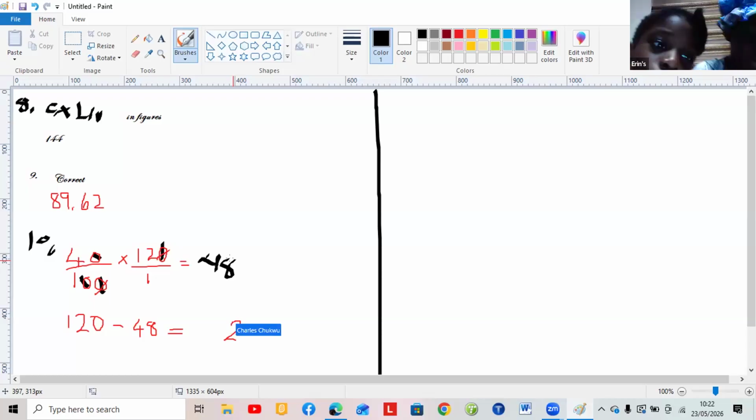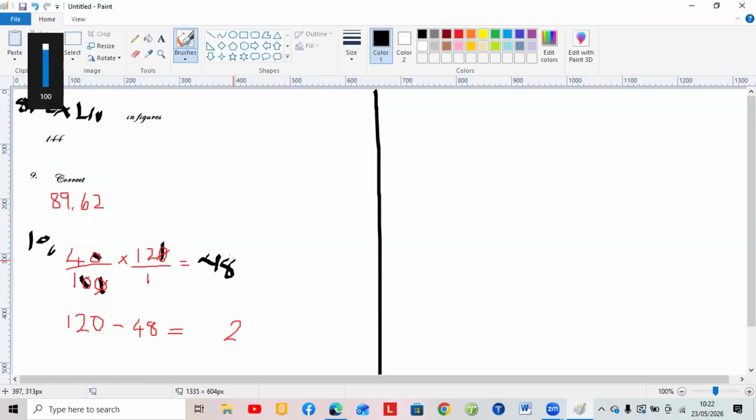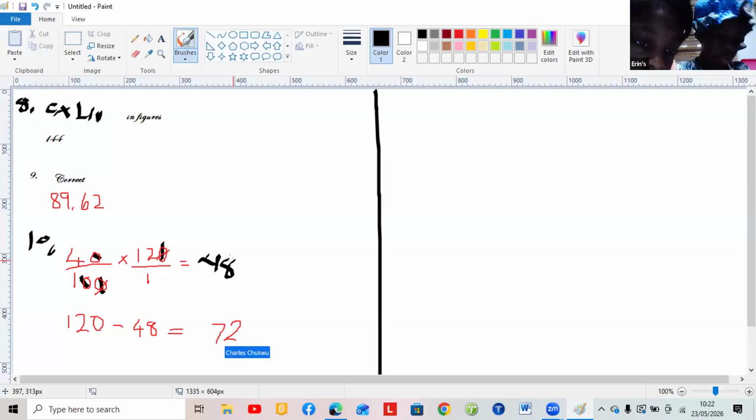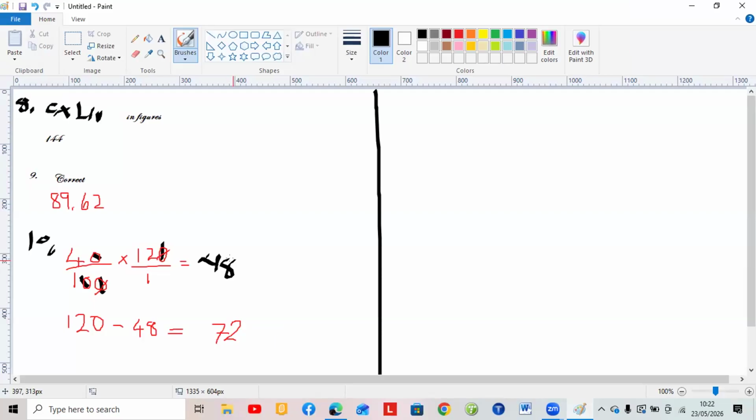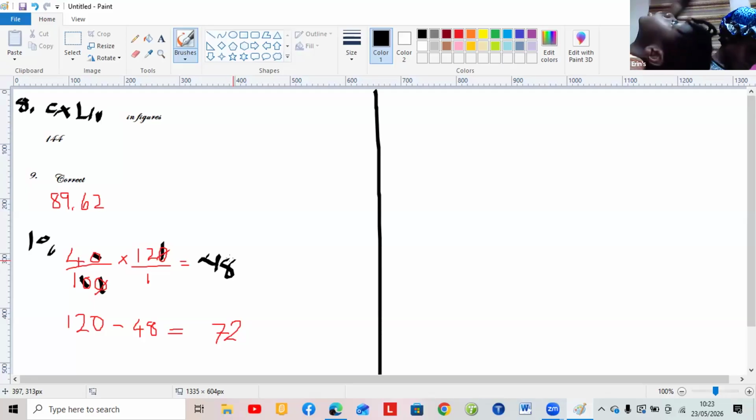120 minus 48 is what? 72. I write it in your book. So that's the answer. When they say decrease something by a particular percentage, first find that percentage of that thing. Then they now say decrease, so that means you have to subtract it from that thing. Okay. So remember, the only time you're adding is when they say what? Increase. Thank you very much.